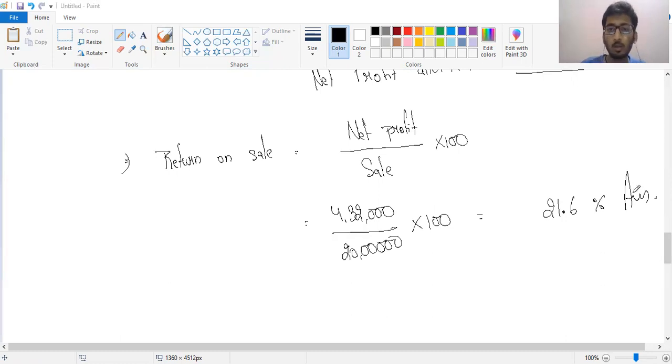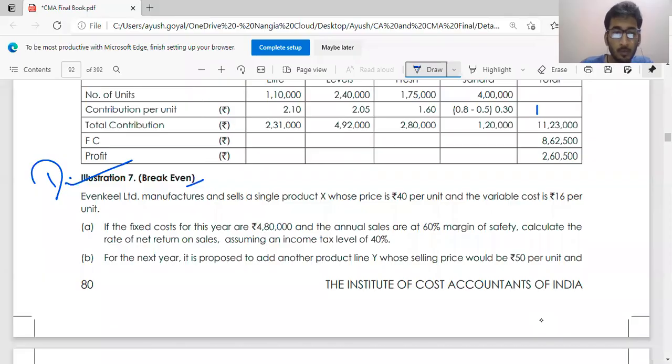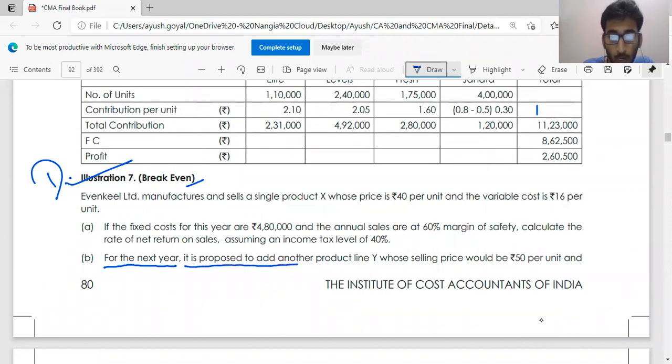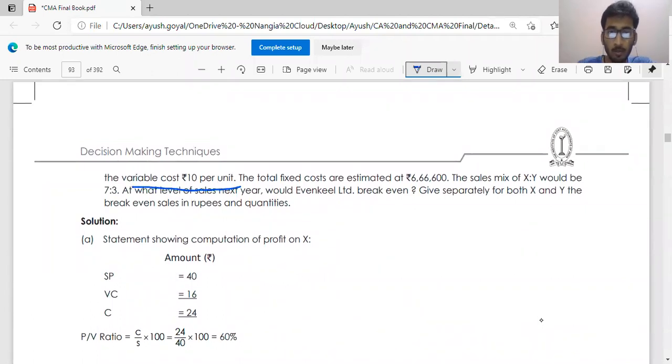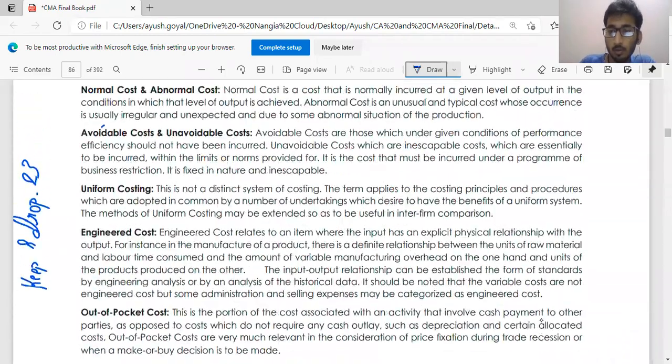Okay, so let's come to point number 2. The second part of the question. In second part, it is asking for the next year. It is proposed to add another product line Y, whose selling price would be 50 per unit. So selling price, it would be 50 rupee per unit for Y, and the variable cost would be 10 rupee. Okay. Total fixed cost are estimated at 660. Total fixed cost for both X and Y. Oh, sorry.